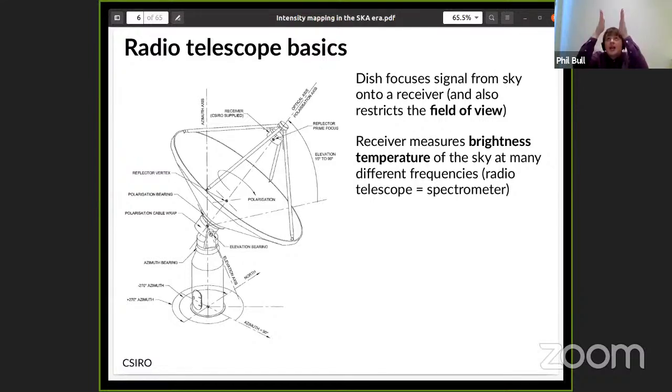The receiver can only see directly what's in front of it rather than the whole sky, which is often a good thing. And the receiver itself is almost like a thermometer in some ways. It measures the temperature of the sky, a particular type of temperature that we call the brightness temperature. And as I've already mentioned, radio telescopes are inherently spectrometers. It's very easy to measure the signal at a range of different frequencies with a radio telescope. So by default, almost for free, you get a frequency spectrum of anything that you look at with a radio telescope.